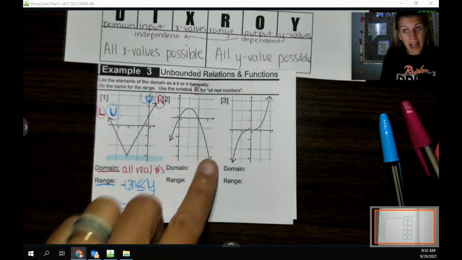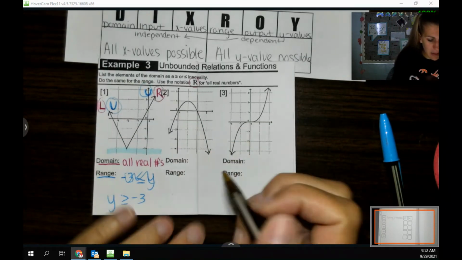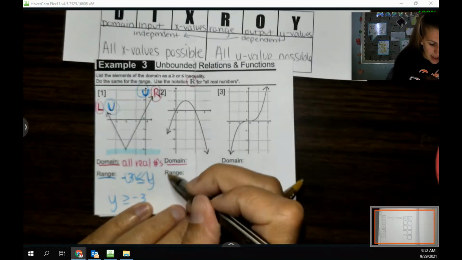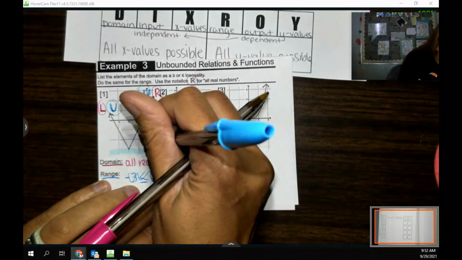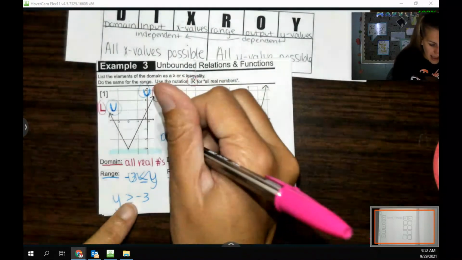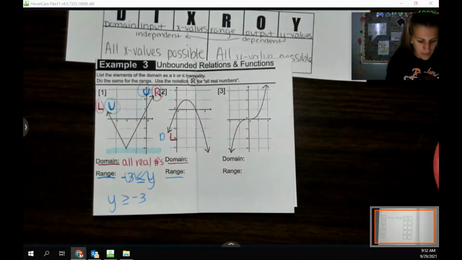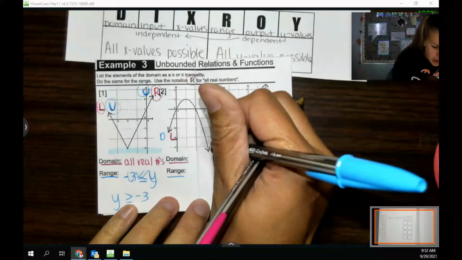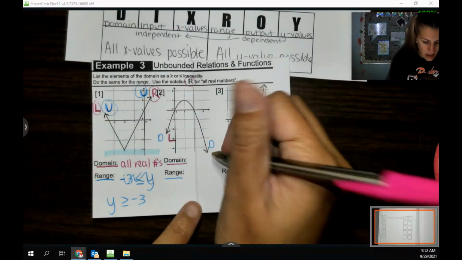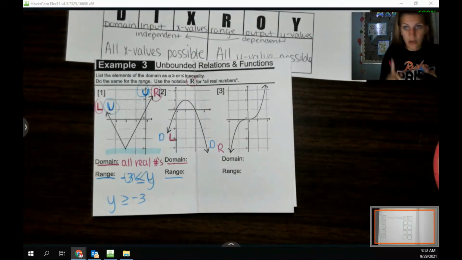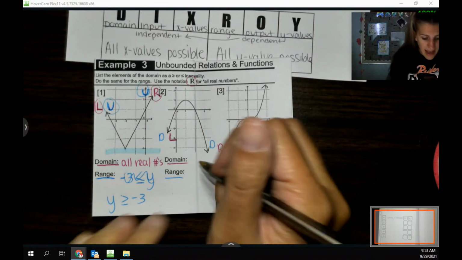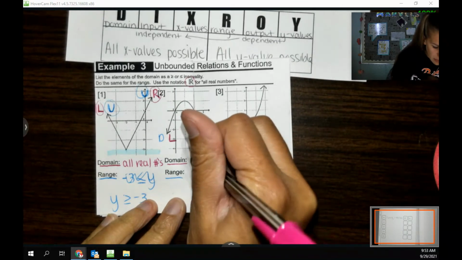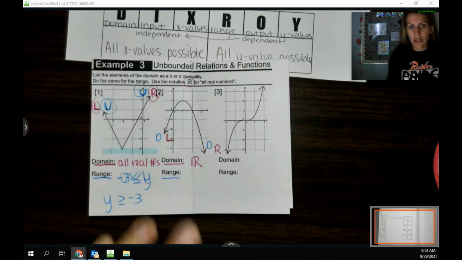Okay, looking at our next one, we have arrows. So I'm going to go to the arrow and think about which way it's pointing. This arrow here is pointing down and left. This arrow over here is also pointing down, but right. So we're going left and right. Left and right forever means that I'm going to have all real numbers. So you can use that double bar R to do that if you like.